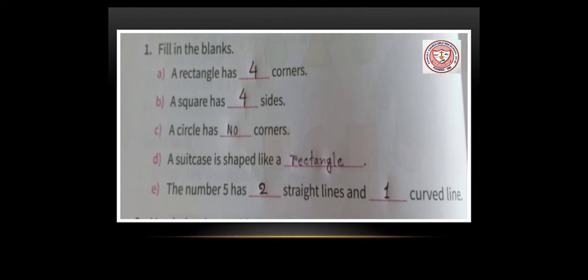Now, fill in the blanks. A rectangle has four corners. A square has four sides. A circle has no corners.